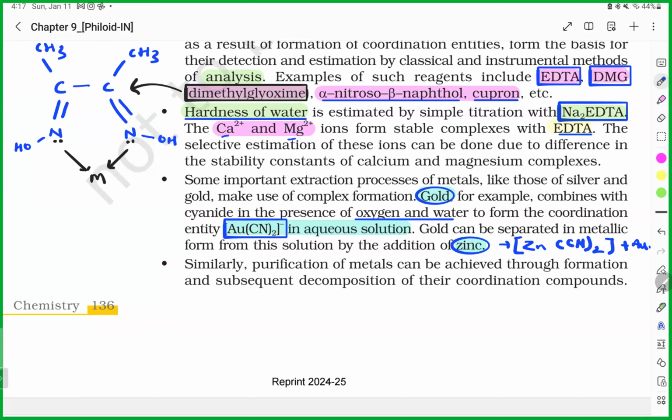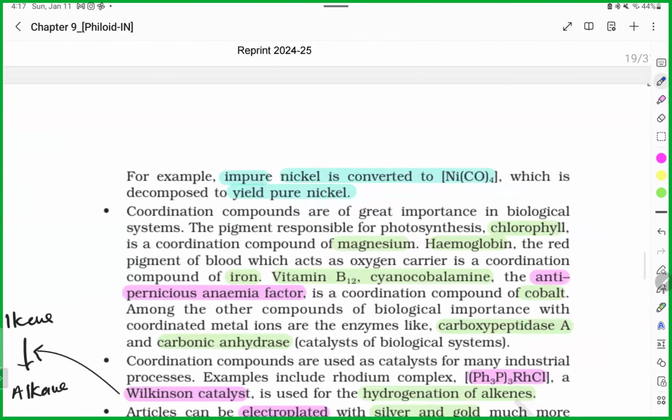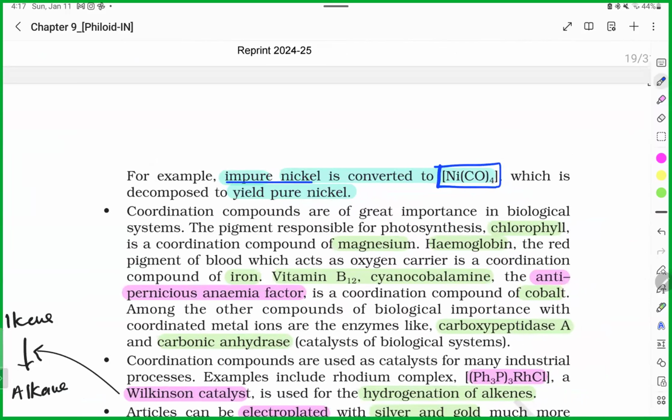Same process is applied to different compounds also. For example, if you take impure nickel, first you convert it into nickel carbonyl, and again you can form pure nickel. Same like gold. Gold and nickel process is exactly the same. First you convert into some complex, and then do the reduction, and you form pure metal.